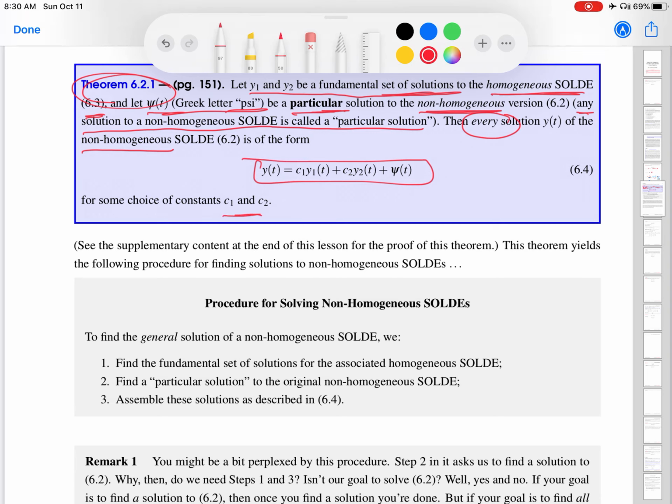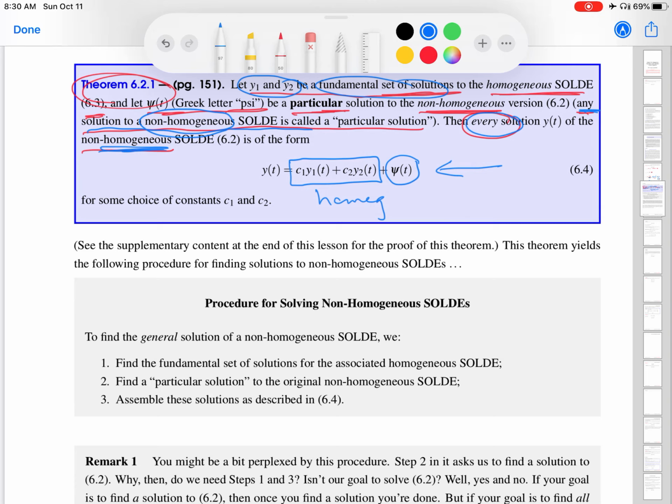So what is basically going on here? If you've been following along with the course videos, you'll notice that C1y1 plus C2y2 is the general solution to the homogeneous ODE when y1 and y2 are fundamental solutions. And then psi is, as we're told, any solution to the non-homogeneous ODE. So the general solution to this non-homogeneous ODE, by which I mean every solution, has this form: the sum of the homogeneous solution plus the particular solution.